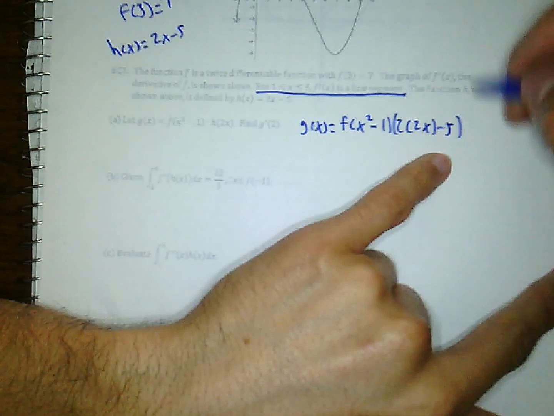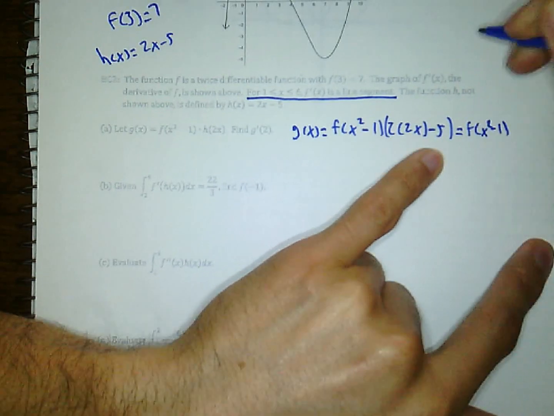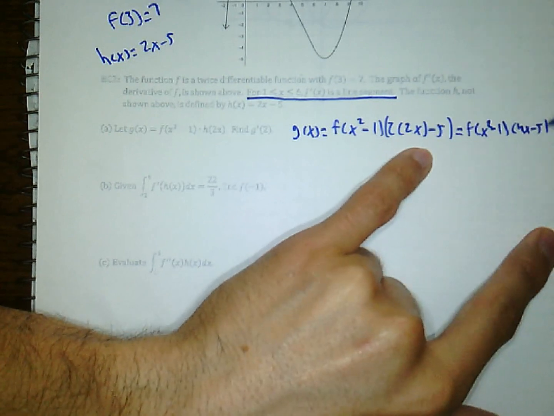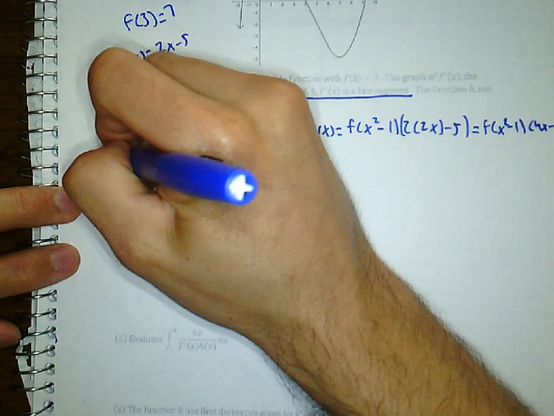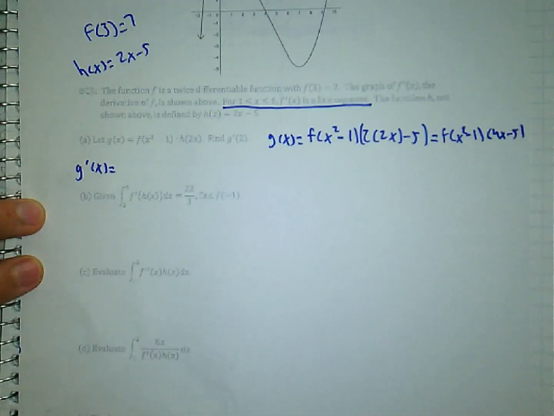So I'm just going to clean this up a little bit. That gives me f of x squared minus 1, and then if I multiply this, that would be 4x minus 5. Pretty straightforward. It's not a very difficult problem. So first we have to find g prime, so g prime of x. This looks like we have a chain rule and a product rule within.